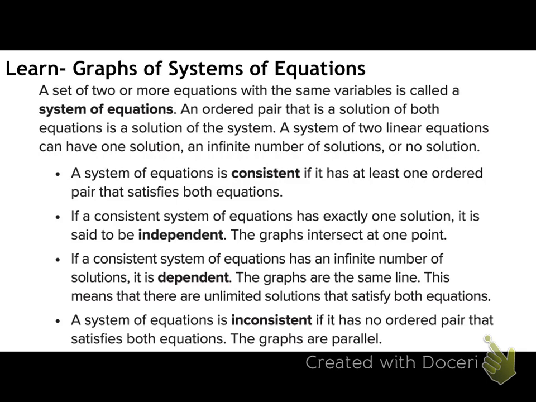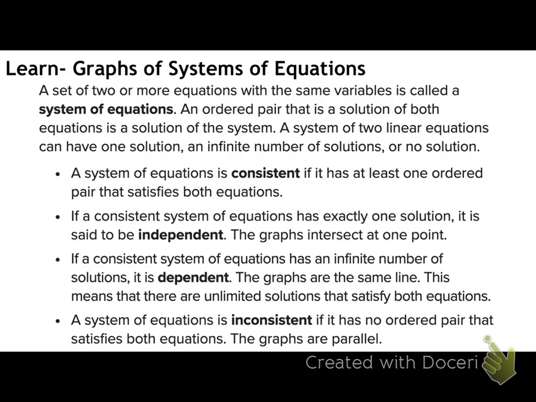If a consistent system of equations has an infinite number of solutions, it is dependent. The graphs are the same line. Essentially, they're intersecting at every single point. This means that there are unlimited solutions that satisfy both equations.